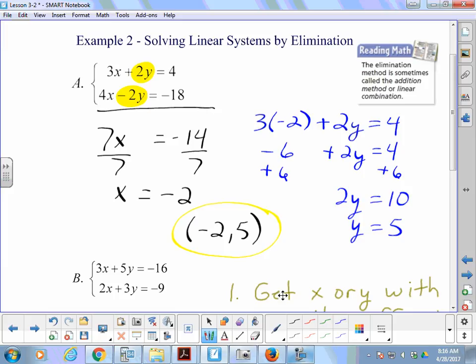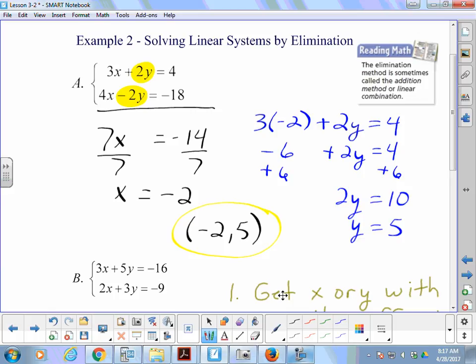And a reminder that you can check your answer. Since I used the first equation to find my y value after I found x, if I want to check this point to see if it's true or not, then I would go to the second equation and use that one to verify it. So I'd go to the second one, do 4 times -2 minus 2 times 5, and see if that equals -18. Right? If it does, then I did it correctly.